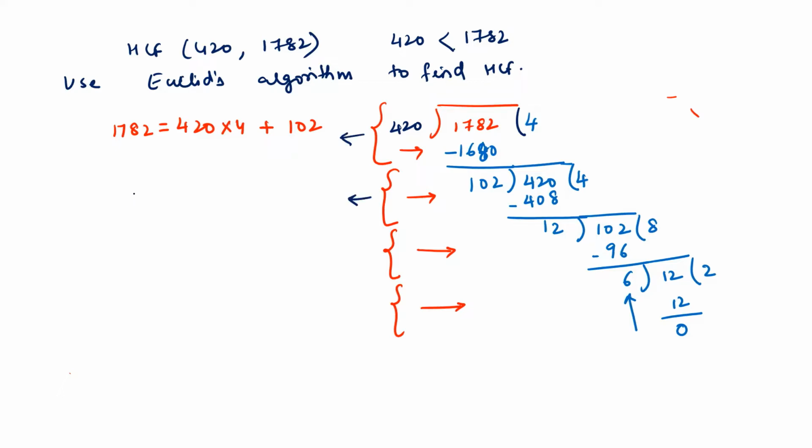Then the next one. Pradyumna, what about the next one? 420 is equal to 102 into 4 plus 12. And try to see that it should be aligned. Plus should be below this equal. It should look aligned. And this one, Deepta, this part. 102 equal to 12 into 8 plus 6.